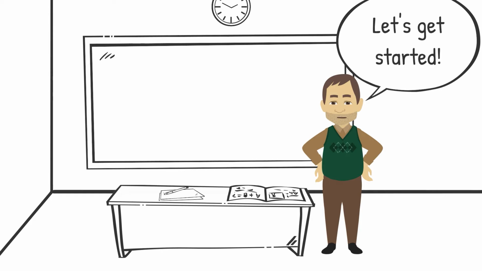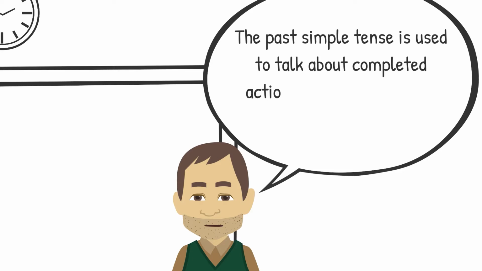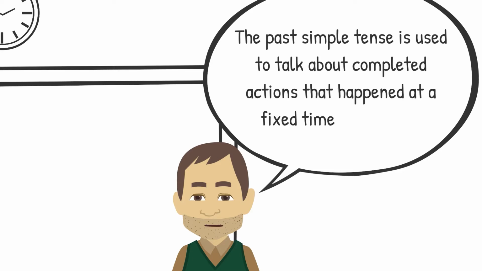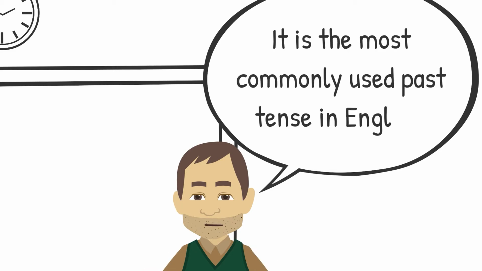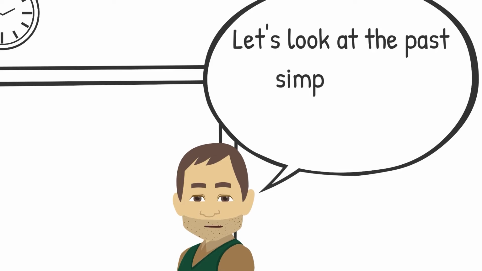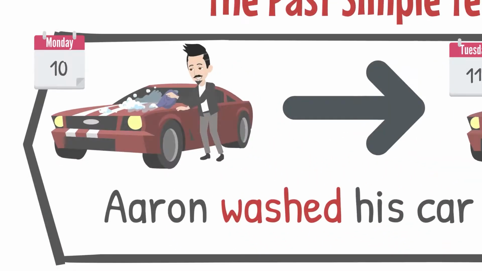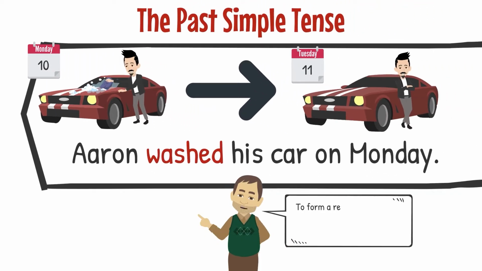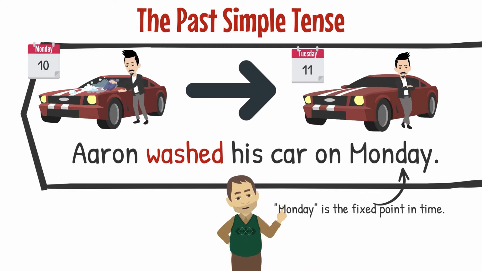Let's get started. The past simple tense is used to talk about completed actions that happened at a fixed time in the past. It is the most commonly used past tense in English. Let's look at the past simple tense through an example. To form a regular verb in the past simple, add ed to the base form. The verb ends in ed. Monday is the fixed point in time.